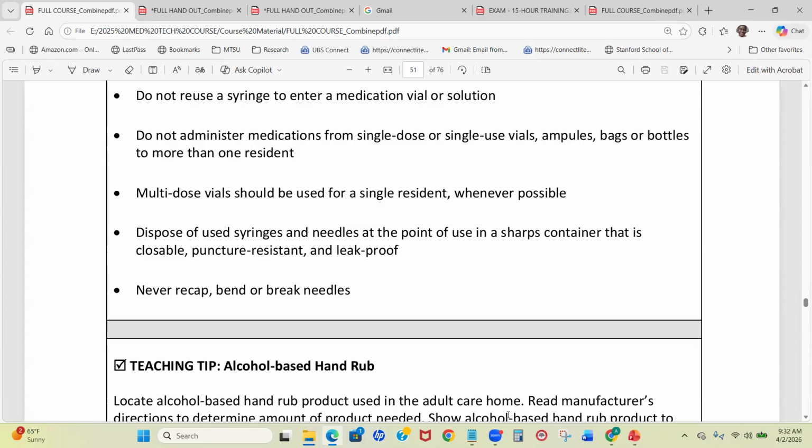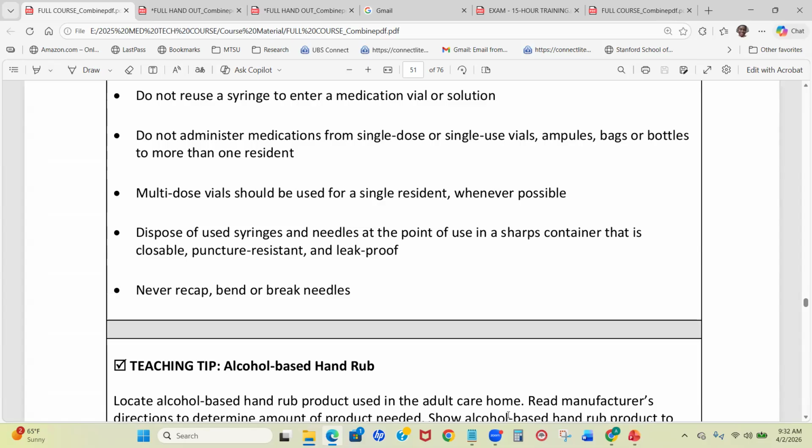Dispose of used syringes and needles at the point of use in sharp containers. So every facility has sharp containers. It doesn't matter the color. They will tell you during orientation, these are the sharp containers. It should be leak proof, puncture resistant, and closed up tight.